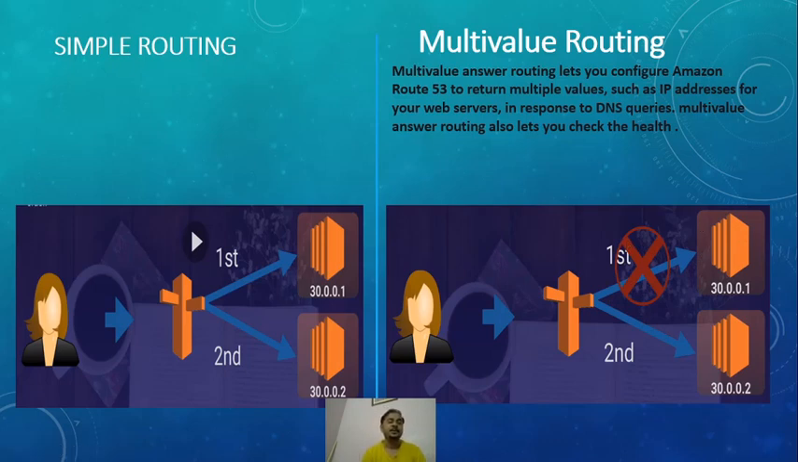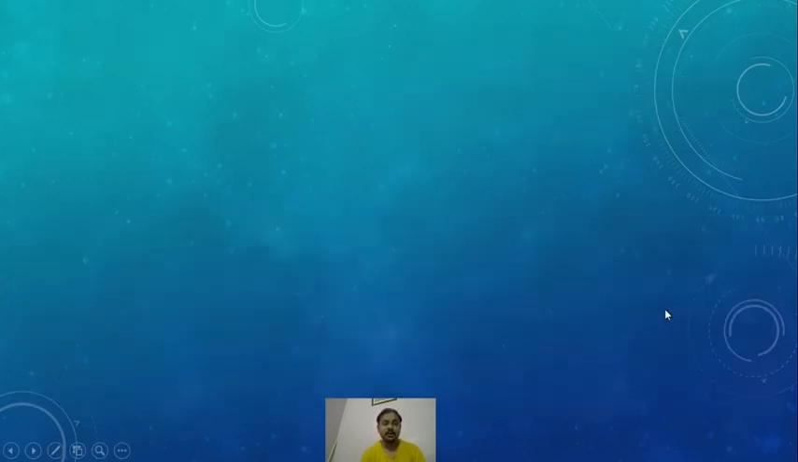In simple routing, there is no way we can set up a health check, but in multi-value answer routing, we can have a health check. So that's the only difference. So we understand simple routing. We are going back to the next one, which is failover routing.